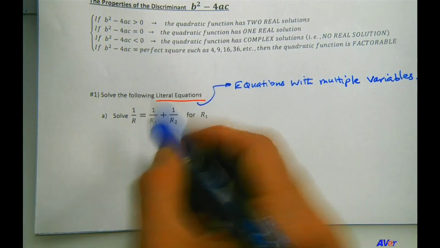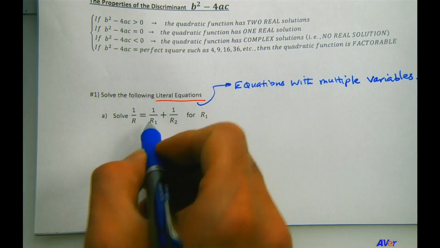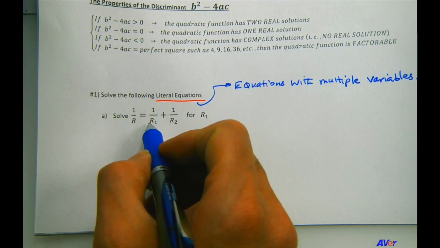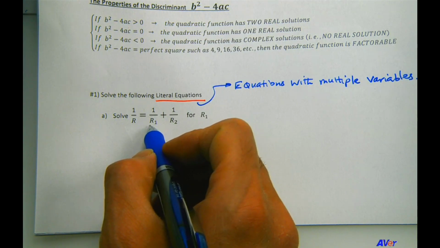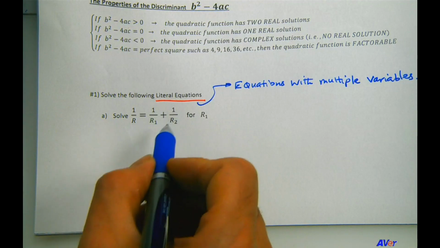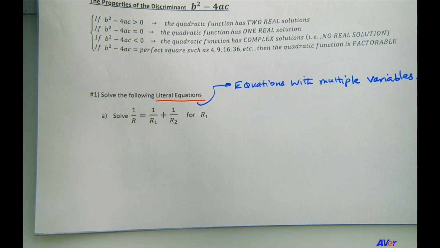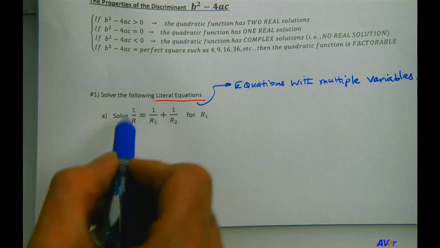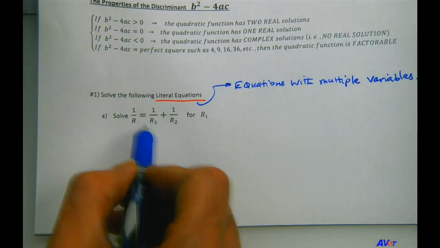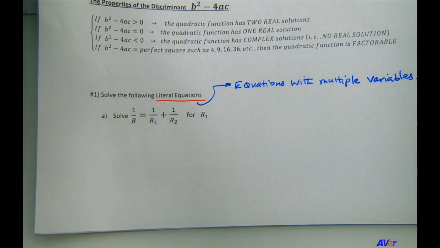But once it's specified which variable we are solving for, the other variables in the literal equation are considered to be constant values. As long as we have not specified what variable we're solving for, all three are considered variables. But as soon as we're asked to solve the literal equation for R1, then R and R2 become constants, like 2, 5, negative 8, 5 halves, something like that.